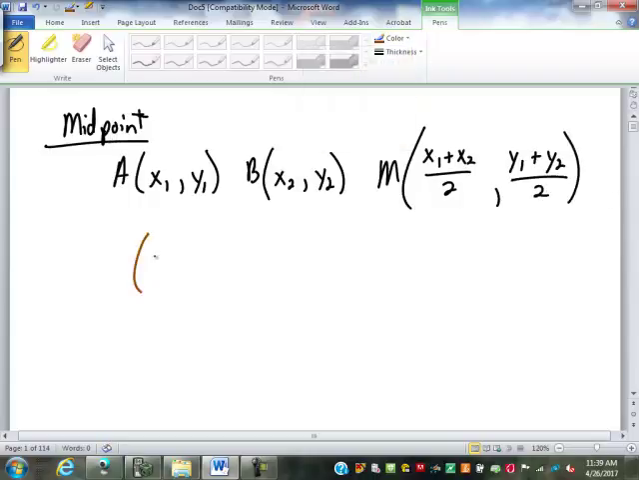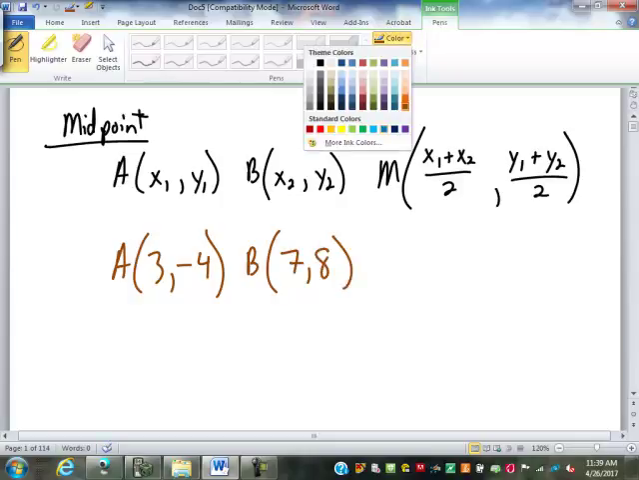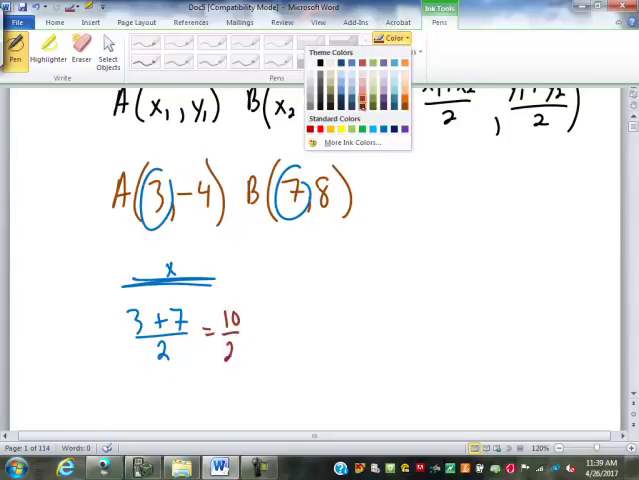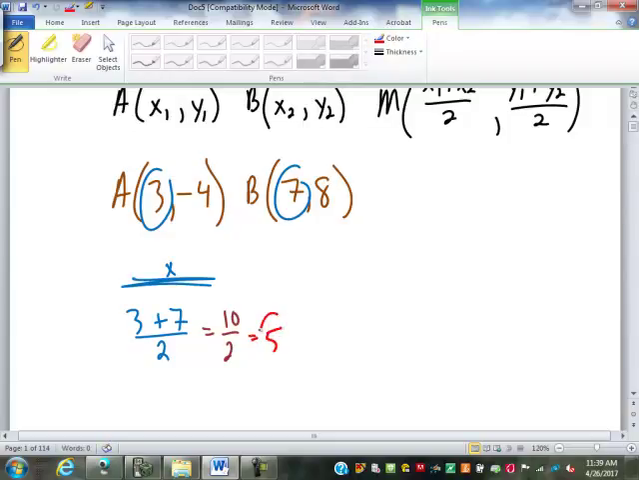So if I have that point, 3, negative 4 is point A, and the other endpoint B of 7, 8, my midpoint is going to be found, my x-coordinate is going to be found by averaging my x-coordinates. So 3 plus 7 divided by 2. 3 plus 7 is 10 divided by 2. 10 divided by 2 is 5. That's my x-coordinate. So my midpoint, the x-coordinate is 5.